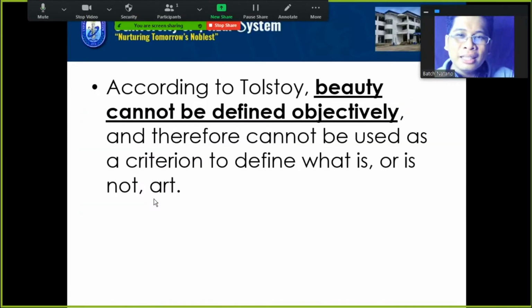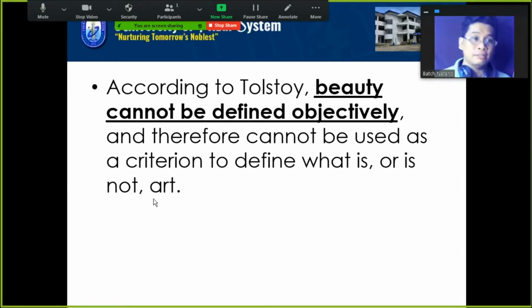Okay, so again, according to Tolstoy, beauty cannot be defined objectively. Kaya nga sabi ko sa inyo, di ba, na the moral judgment itself tells us na it's very subjective. Art appreciation or art interpretation is very subjective. Kaya sinabi ni Tolstoy, beauty cannot be defined objectively. What is beautiful to me might not be beautiful to you. What is not beautiful to me might be beautiful to you.